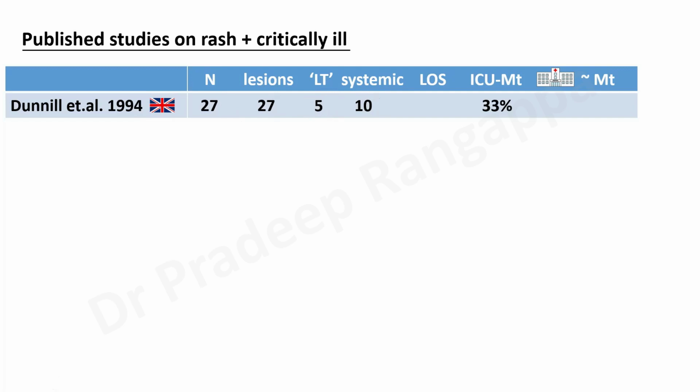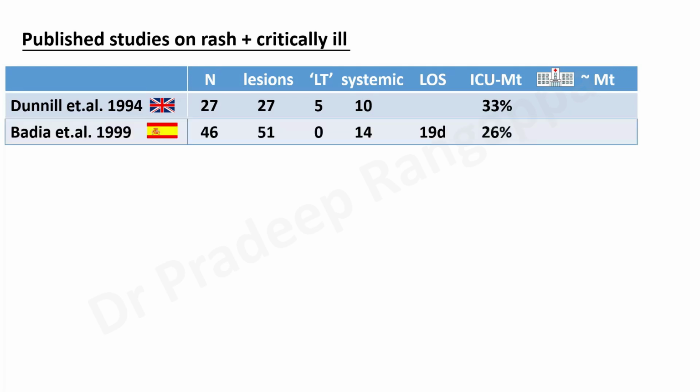So what we are interested in are those who come to ICU with systemic manifestations. But if you look at ICU mortality, it was 33%. So some of the studies, obviously, have not looked into length of stay or hospital mortality. So this is another older study from Spain, Badia et al. They have looked at 46 patients.